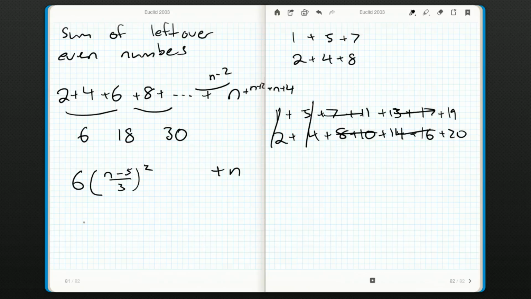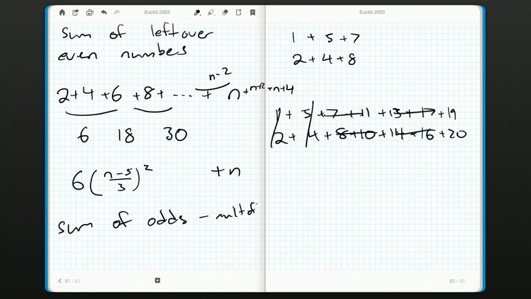So what does this tell us? Sum of odds minus the multiples of 3 is 1 less than the sum of evens minus the mults of 3. Okay, the multiples of 3 are already taken away. They're being used in C. That's fine.